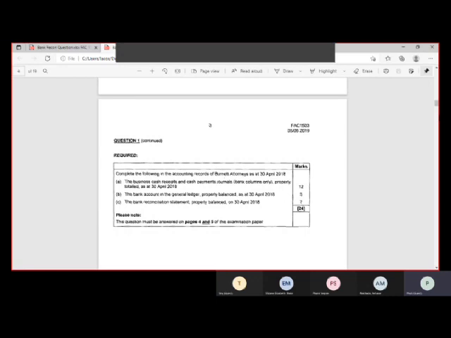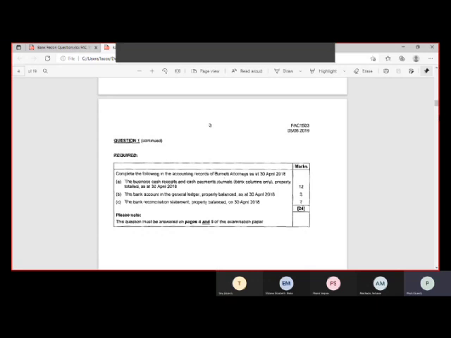Number A, we want the business cash receipts journal and the business cash payments journal with the bank column only properly totaled as at the 30th of April 2018. The bank account in the general ledger properly balanced as at 30th of April 2018. The bank reconciliation statement properly balanced on the 30th of April. But please note that this question must be answered on pages 4 and 5 of this examination.